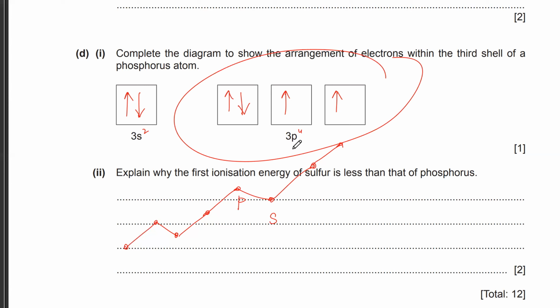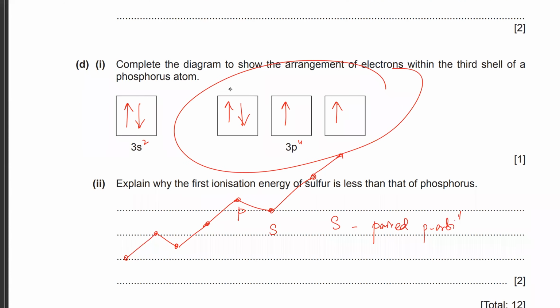Sir, because there's a paired electron there, that's why. Okay, so first you have to say that in sulfur there's a paired p orbital. I mean, you're removing electrons from a paired p orbital, and you also have to compare it with phosphorus. In phosphorus it's 3p3, so it's one each. What happens in a pair? There's electron pair repulsion, or you can say spin pair repulsion.